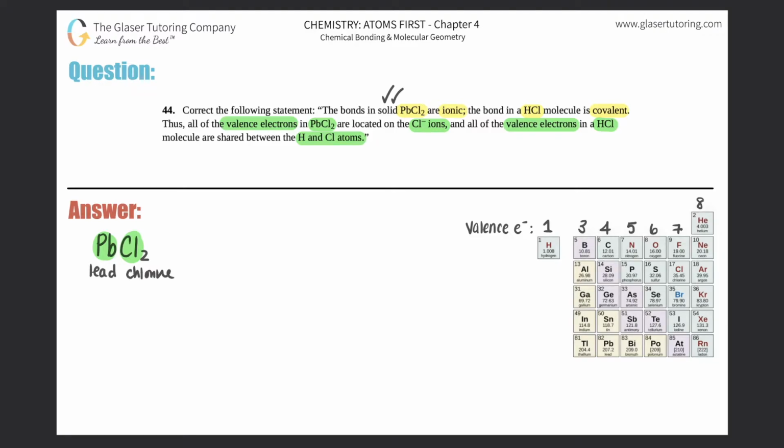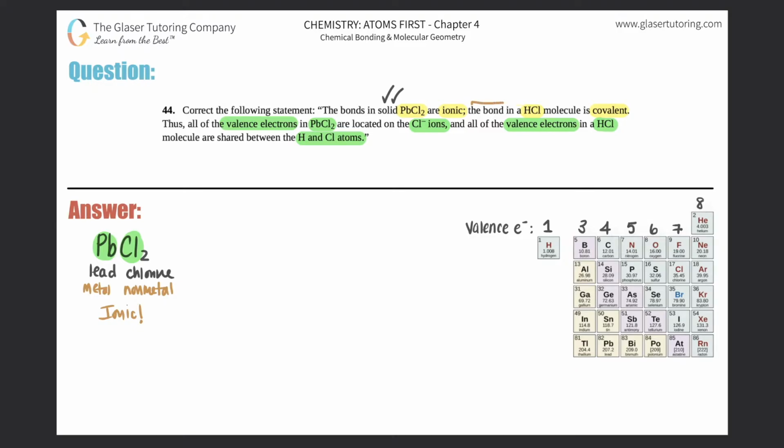And lead is over here on the periodic table. Pb is all the way down here, and that's a metal. Chlorine is over here, and that's a nonmetal. You see the difference in the colors? So lead is a metal, and chlorine is a nonmetal. So in this compound, we have a metal and a nonmetal, and therefore this is ionic. So this is correct. The first part is correct. I don't see anything wrong with that part.